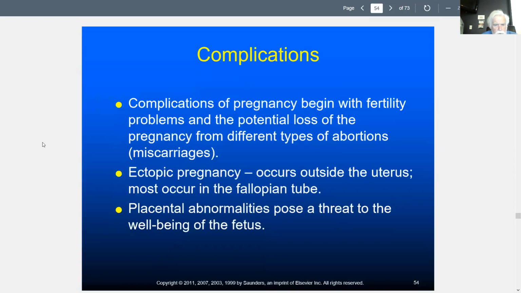There can be all sorts of complications. Ectopic pregnancy almost always leads to losing that fallopian tube. Two ectopic pregnancies means you won't have any babies. We have, unfortunately, a very good friend who would be a wonderful mother, except she had two ectopic pregnancies.